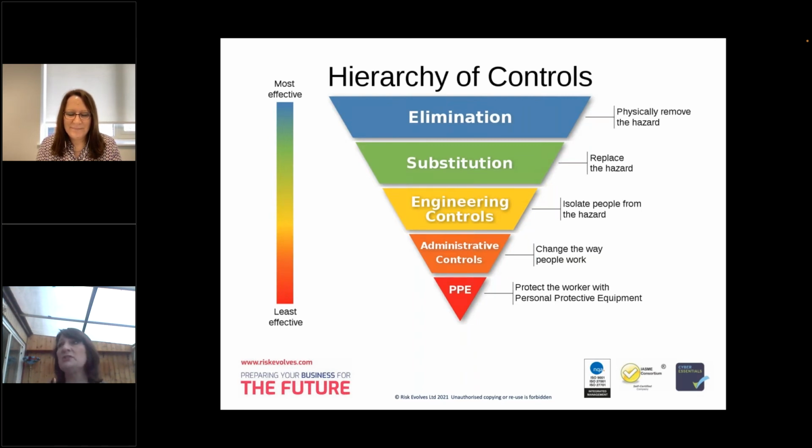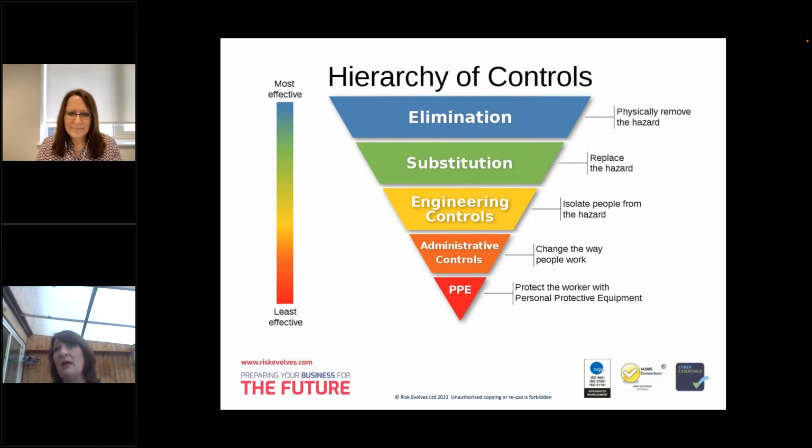So substitution is replacing one risk with another. In this case, there isn't really a good example, but it might be, for example, in chemicals, that you take a chemical which is harmful and replace it with one which has the same properties but is less harmful. So things like substituting asbestos for different retardant materials would be an example of substitution.